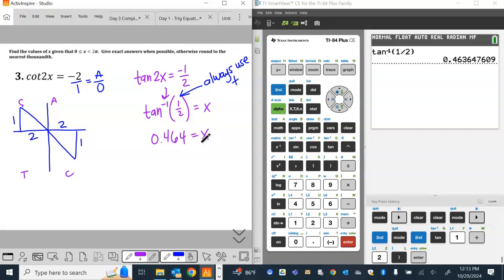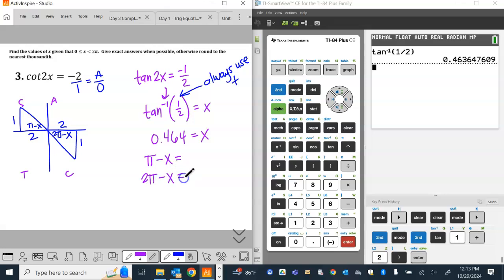Okay, let's go back to my triangles. Let's think about what I should do with x. Well, if the triangle is right here, that's going to be pi minus x. If the triangle is in quadrant 4, that's going to be 2 pi minus x. So I'm going to write that here. I'm going to say pi minus x and 2 pi minus x.